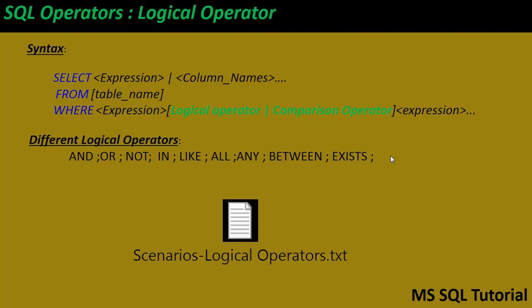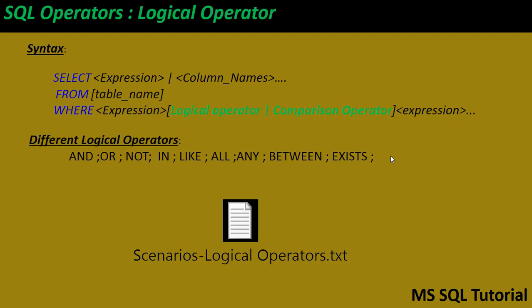But what is the difference between AND and OR? With the AND operator, if both conditions or both expressions are satisfied, then only we retrieve the data from the select statement. Whereas with the OR operator, if any one of the statements is satisfied, then we fetch the records. We will check this in detail when I execute the scenarios. The simple description right now: AND means both conditions have to be satisfied, whereas with the OR operator, if any condition is satisfied, we fetch the records.